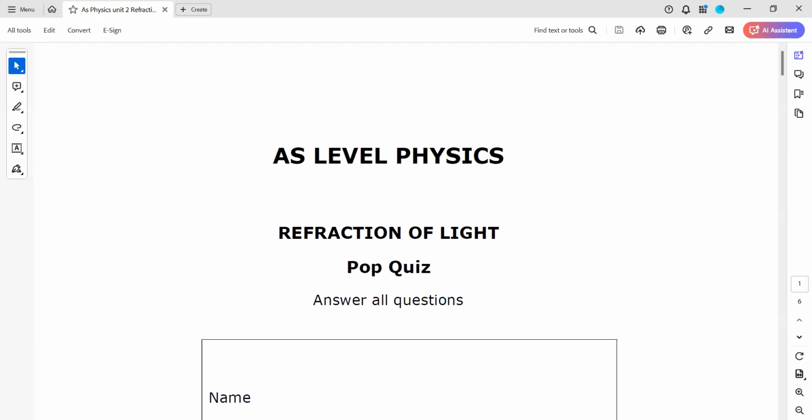Physics pop quiz, which was related to the refraction of the light. And this was a pop quiz too.